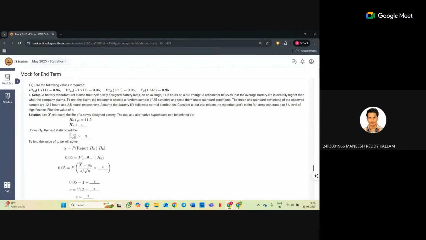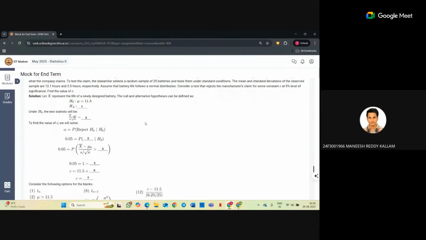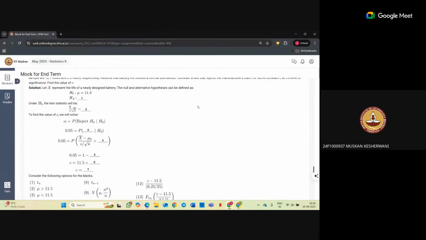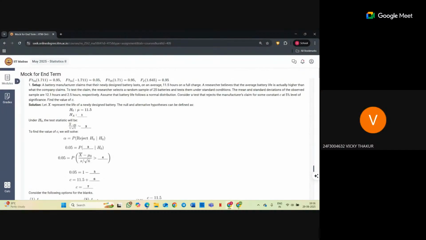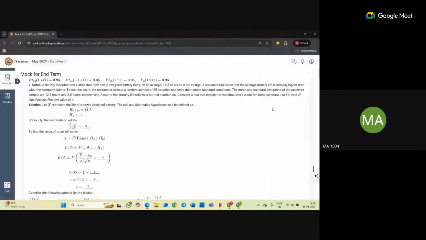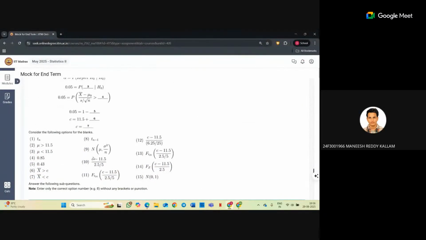It is 2.5, right? So this will be 2.5 divided by root 25, as there are 25 samples. This will be 0.5. So this will be my value, right? Yes, ma'am. Till here it's fine.